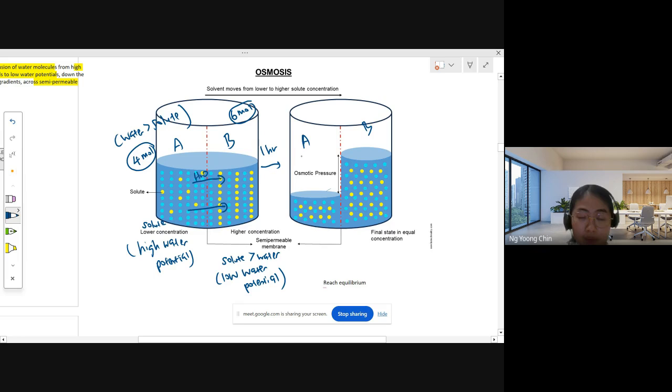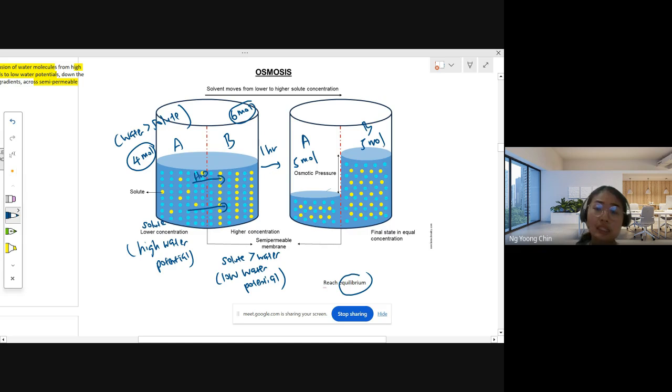the A, okay, they lost the water, right? See, they lost the water, the A. The B, they get the water. So when they reach the equilibrium, that means that both molarity will be the same in regions A and B. So the A will get about 5 molarity. B will also get about 5 molarity.